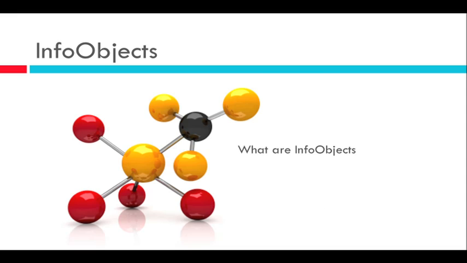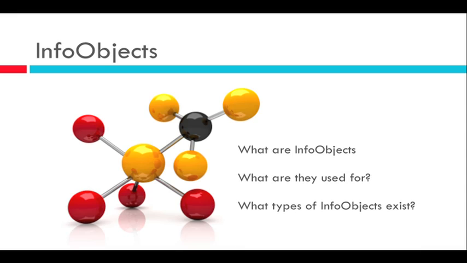So now you have an idea what info objects are, what they are used for, and what types of info objects exist in the data warehouse. We spoke about the types of info objects, which are the key figures, characteristics, time characteristics, and the unit. So now I shall show you a screencast of how you can create your own info objects.